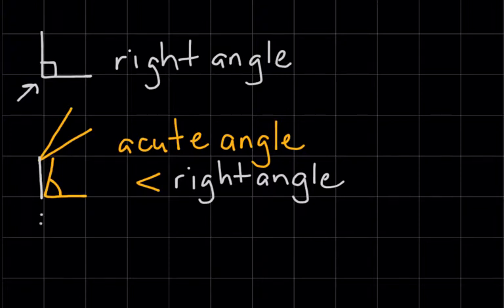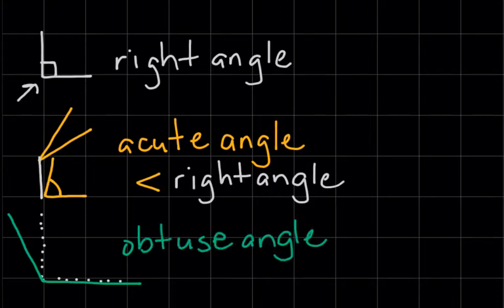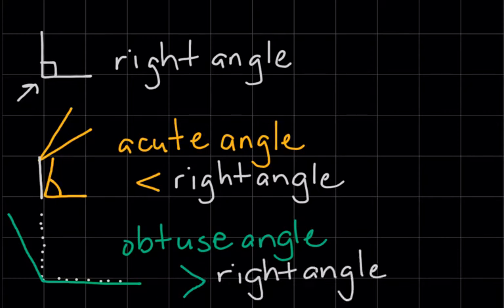And then finally we have an obtuse angle. And I'm sure you can see the graph lines on the background here. And so I'm using that so I know I'm making an angle that is wider than a right angle. And this is our obtuse angle. And again, it is greater than a right angle.